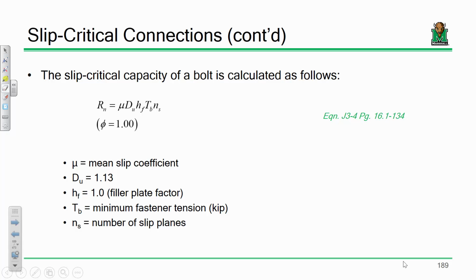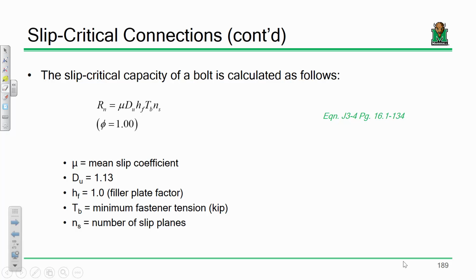Any questions? Okay, now, like I said, the way that you compute the capacity goes back to basic physics. You need a coefficient of friction and a normal force. So we have mu, which is our slip coefficient. We have T sub B, which is our minimum fastener pretension. That's the normal force generated on a per bolt basis.